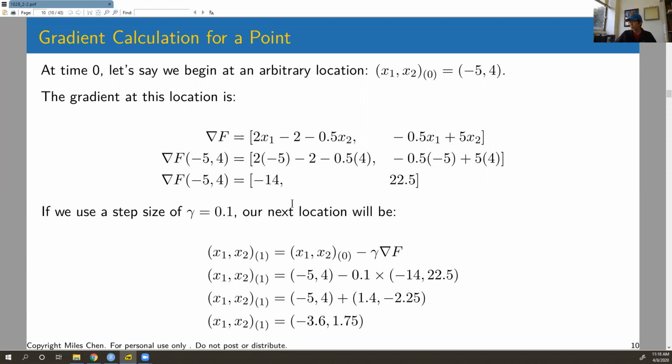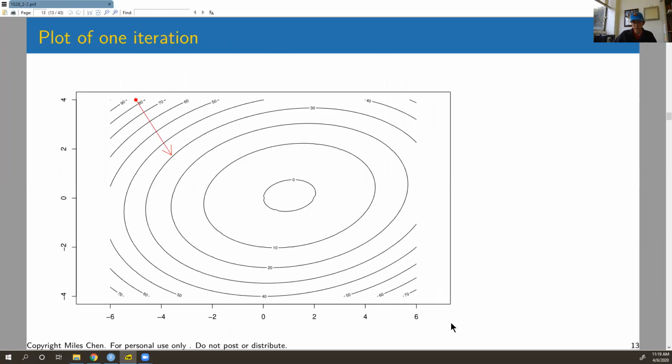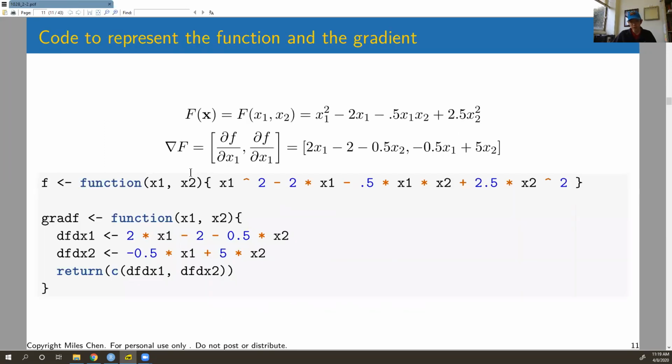Are we doing okay? What I've done is plug in the coordinates -5, 4 to get my gradient, scaled it by 0.1, and added that on, and I get the next coordinate, -3.6, 1.75. These slides show how I have coded this up in R. Here I'm using partial derivatives, and later on I'll show you how we can do it using vectors.